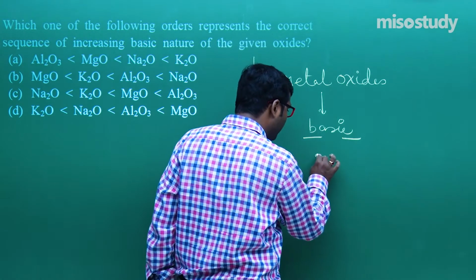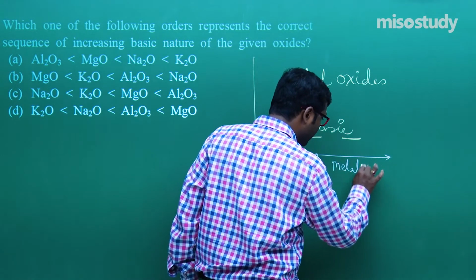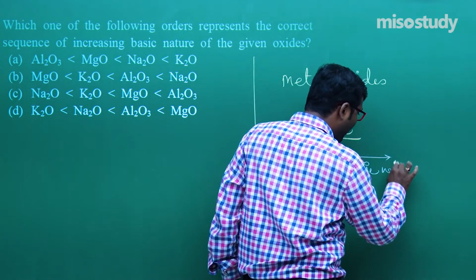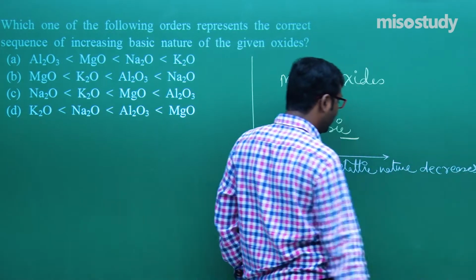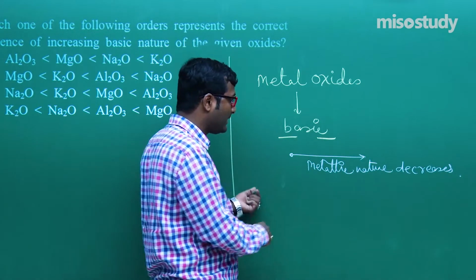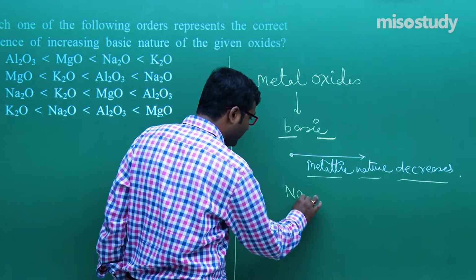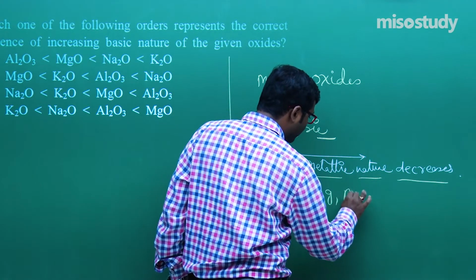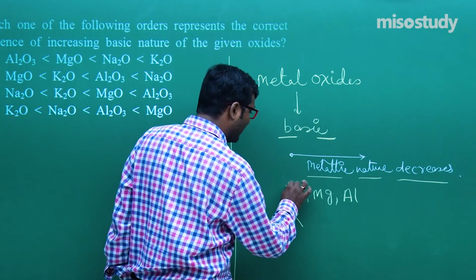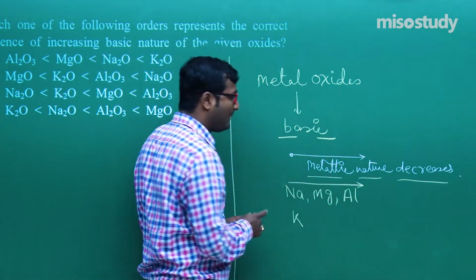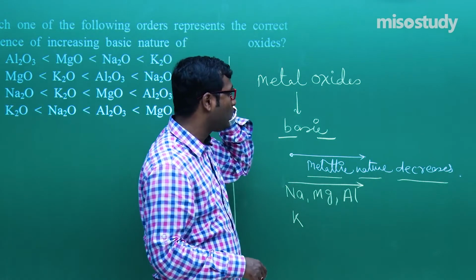As we know, if we move along the period, the metallic nature decreases. Clear to you what I am telling? If we move along the period, the metallic nature decreases. That means, if I talk about sodium, magnesium, aluminium, and potassium, then what will happen? Along the period, the metallic character decreases. Due to this reason, the basic nature of the oxide decreases.